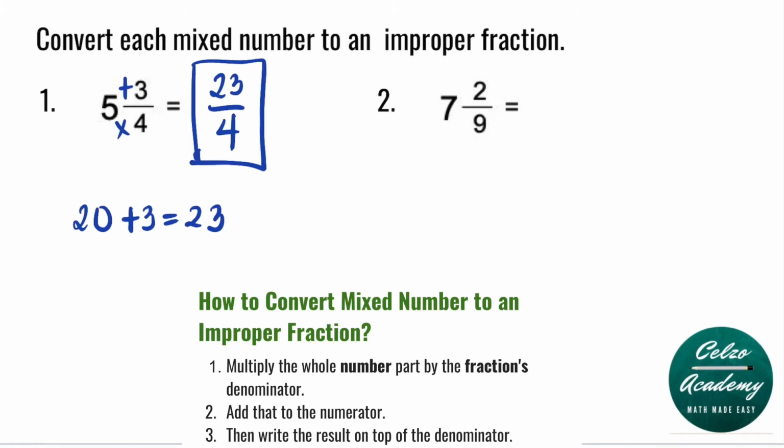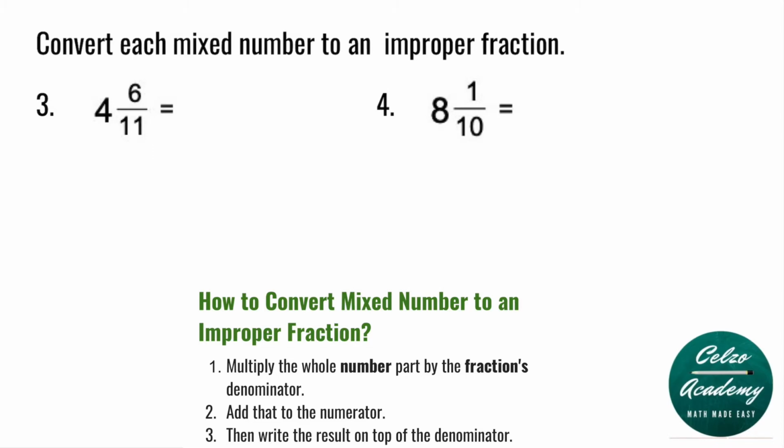Question number 2. 7 2/9. Step 1 is to multiply the whole number 7 and the denominator 9, and 7 times 9 is 63. Then we will add that 63 to the numerator 2, and that is 65. So the answer is 65 over the denominator 9.